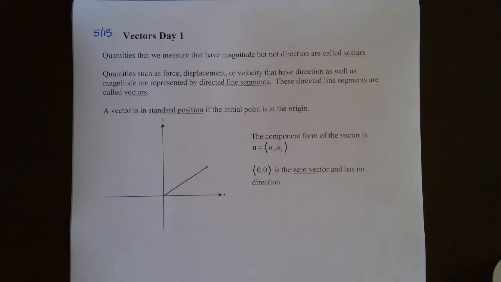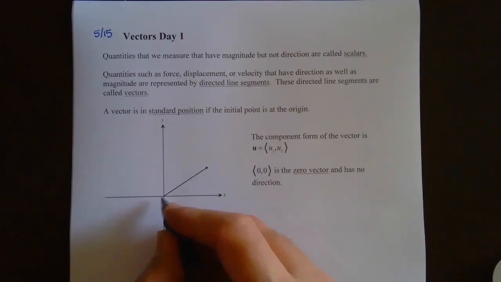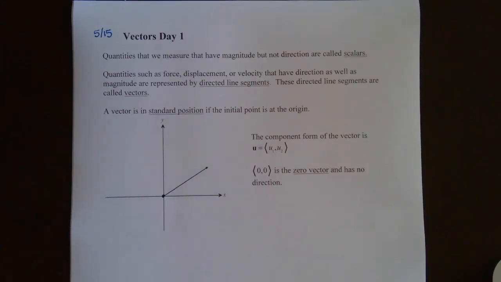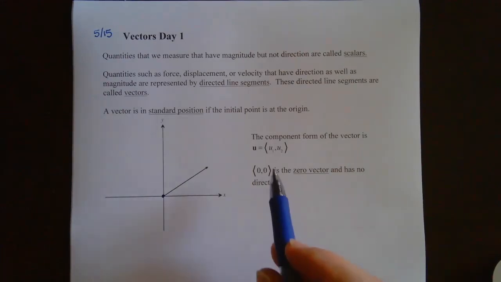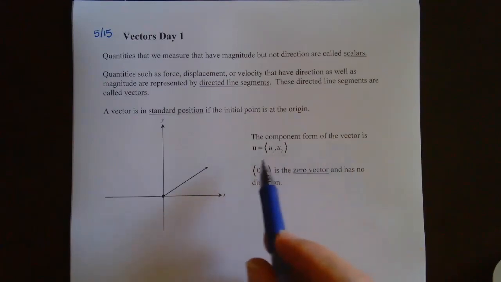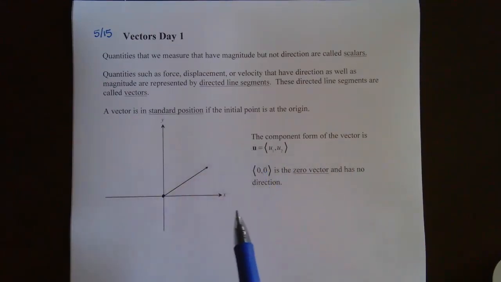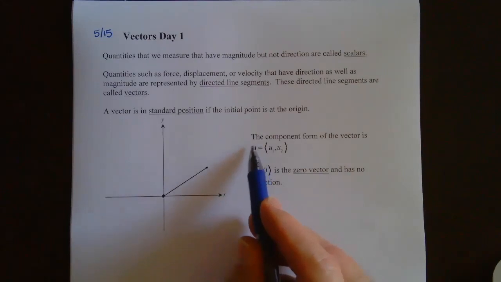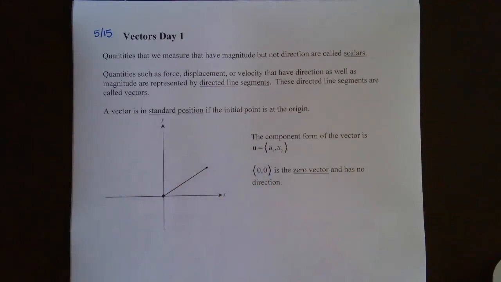A vector is in standard position if the initial point is at the origin, like this right here. If the initial point is at 0, 0, we say it's in standard position. Then we give the component form of the vector. A lot of times this is really hard to write. We use boldface print to represent a vector, and sometimes we use arrows too. There's a lot of different notation for this.